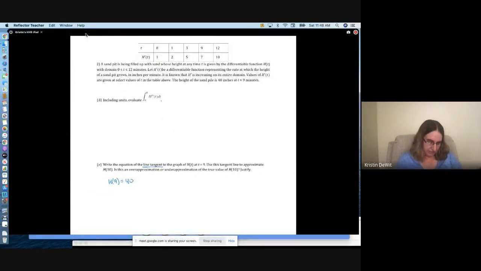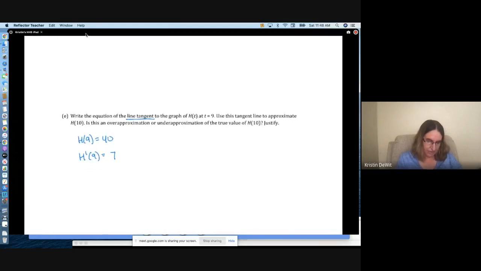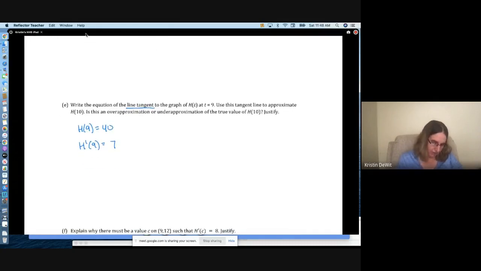All right, and so then we need a slope. So we need to find h prime at 9, which should be pretty nice because it's given to us in our table. H prime of 9 is 7. So we have a point and a slope. We do the point slope formula. I'll give you a 20-second head start.